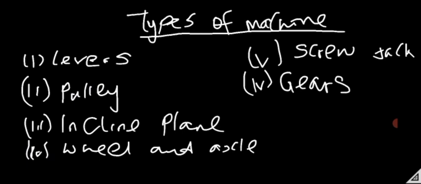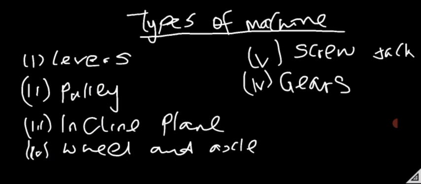So first of all, let's go into it one after the other. Now note that each type of machine may have its own velocity ratio. What differs in those machines, lever, pulley, inclined plane, are their velocity ratios. Their velocity ratios have different formulas, and that's what we are going to be learning now. So let's start from the lever.